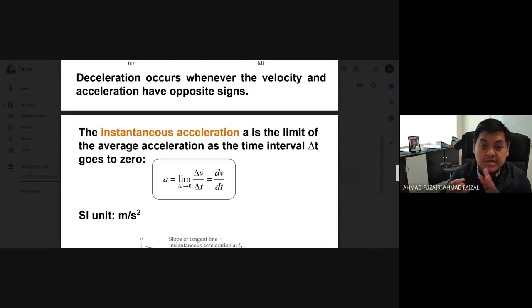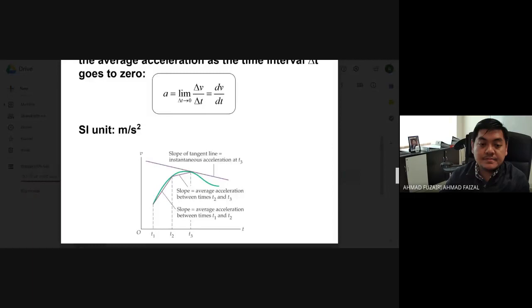So what does it mean by instantaneous acceleration? The same goes, the same we apply in instantaneous velocity. Because a is equivalent to delta v over delta t, instead of v is equivalent to delta x over delta t. And again, if you are given a function, please differentiate first. And of course, you can get acceleration. So this is the concept.